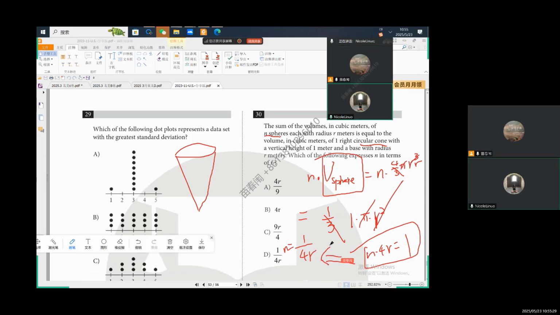Oh, I forgot about the 1 because I thought it would just be 1/3 times 1. So I thought the 1 is gone. Well, if it's gone, it's 0 then, right? If it's gone, n times 4r is 0. That's the equation.